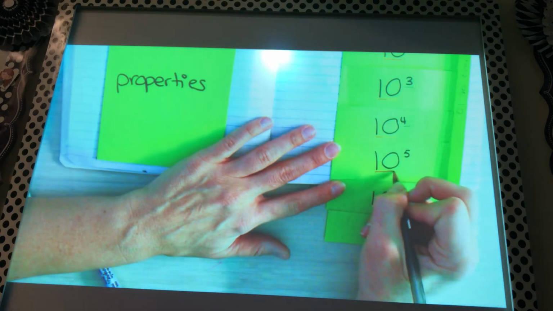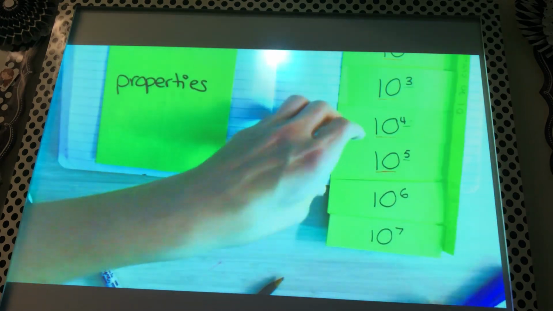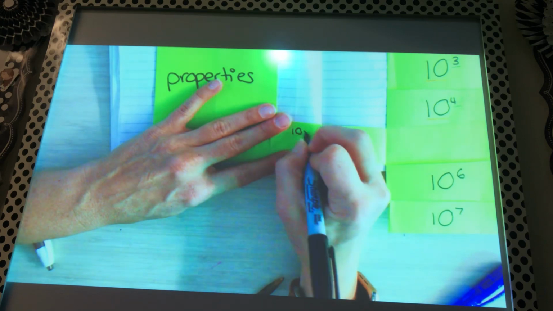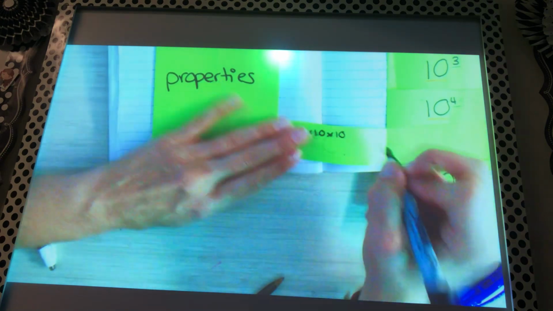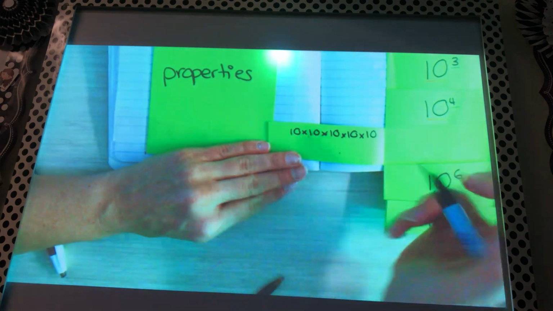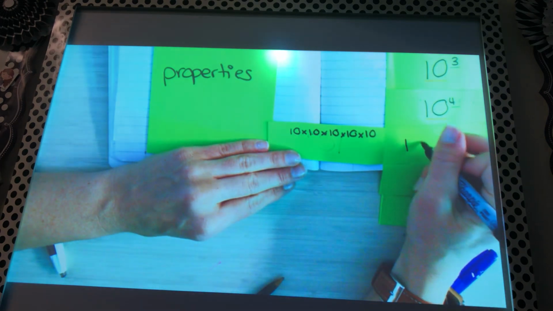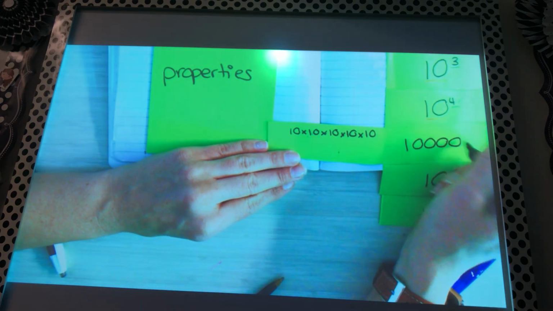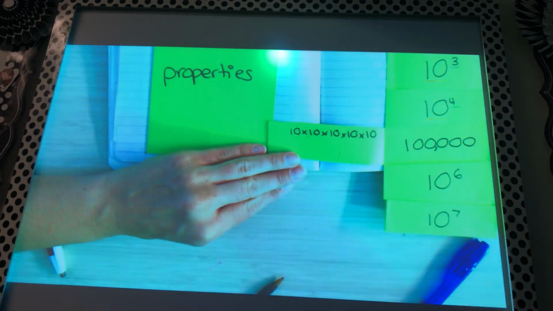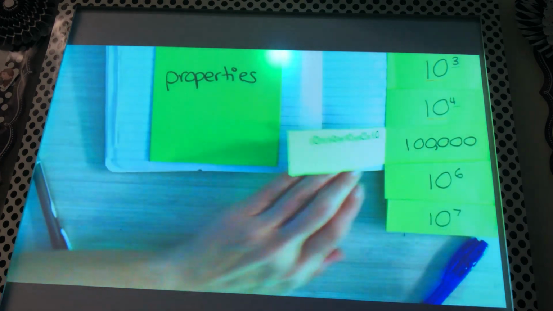So my next one, my base is 10 and my exponent is 5. So that means my base will repeat as a factor 5 times. That's 10 times 10 times 10 times 10 times 10. 1, 2, 3, 4, 5 times. And that will give me 1, 2, 3, 4, 5 place values to replace. Every 3 digits, comma in front. Make sure I have 5 zeros there. Yep, so 10 to the 5th power equals 100,000.